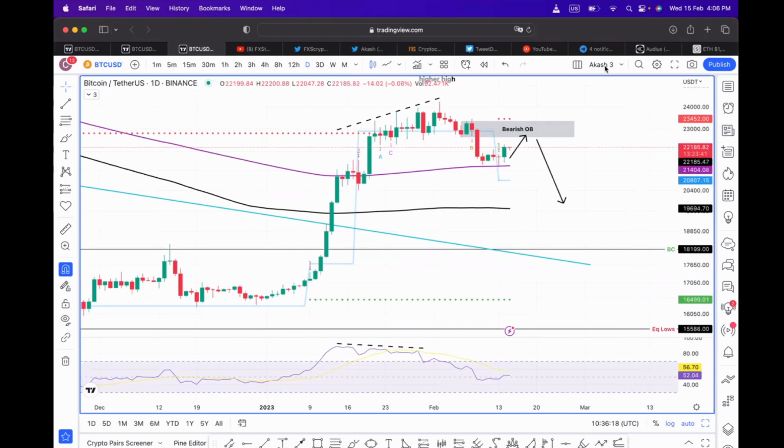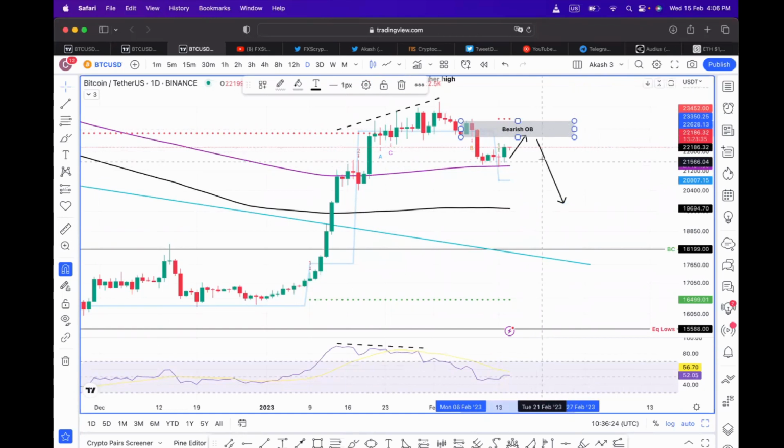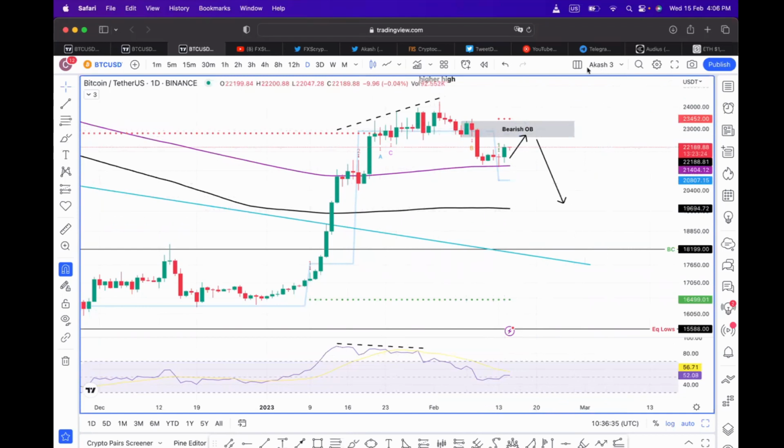But again, the bullish confirmation will arrive if we manage to flip 25K. The bearish confirmation will arrive if we get rejected at 22.6K, and an additional confirmation that this is in fact a top formation and that we're going to go lower will come if we break down the 200-day EMA at 21.4K. So that is pretty much it. That's my take on Bitcoin.